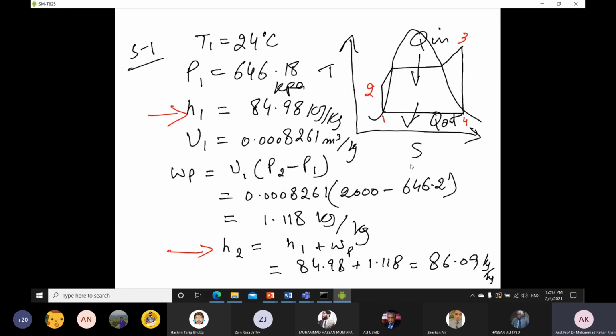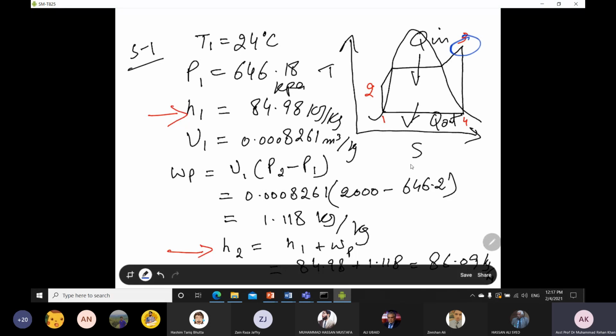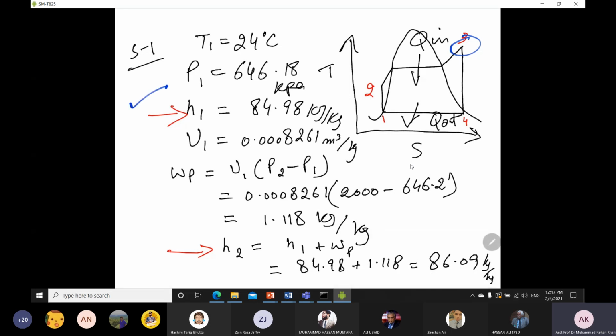So initially you do not know whether this point 3 is inside the dome or outside the dome. So you have to check it with your data. In this lecture we also talked about checking from entropy whether this point 3 is inside or outside. I think you solved all the things correctly in your solution, and this is also right in your question.